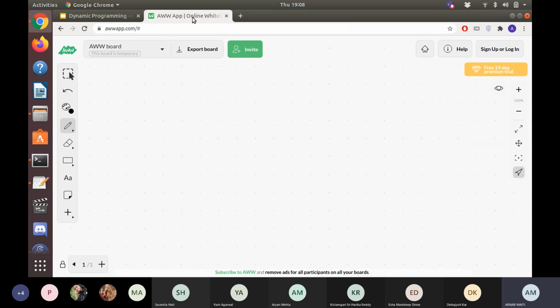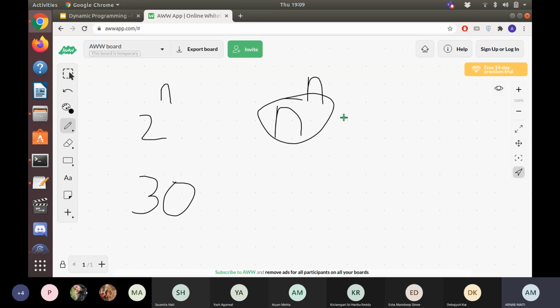Let me write here. If you have 2 to the power n and n to the power n, there are many applications, especially in our computer itself, where n is 30. So 2 to the power 30 is a small number for a computer, but 30 to the power 30 is a very huge number. So the question is, can we remove this n part and replace it by a constant c, some c to the power n?